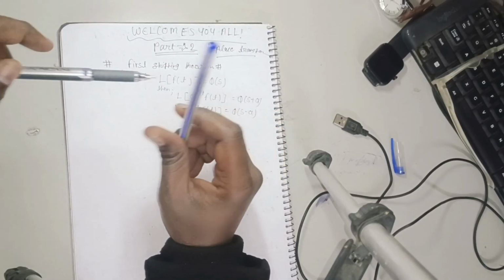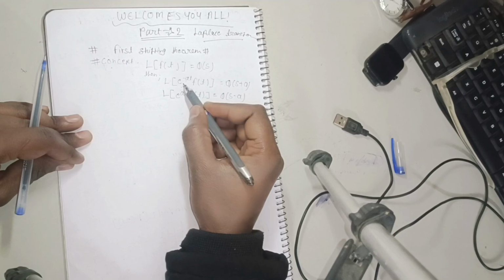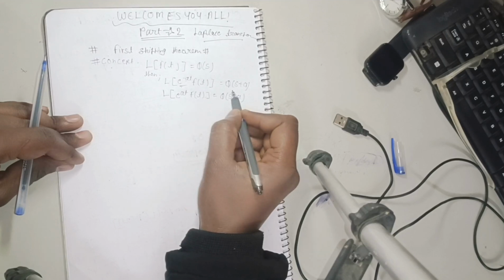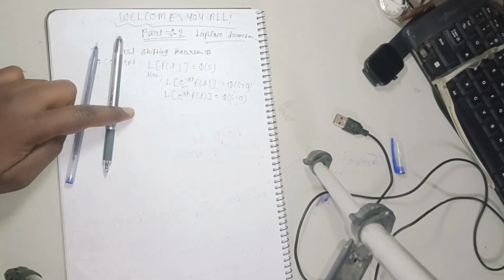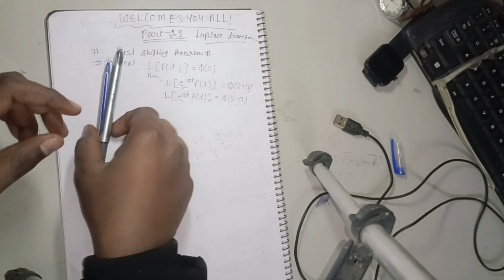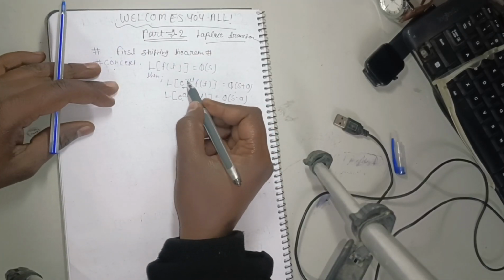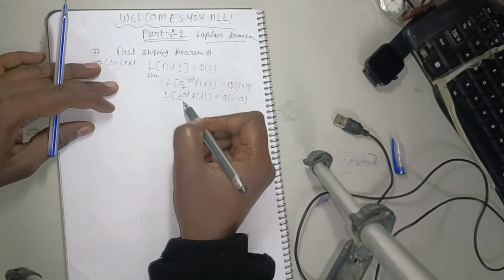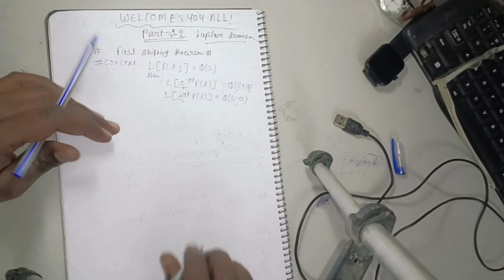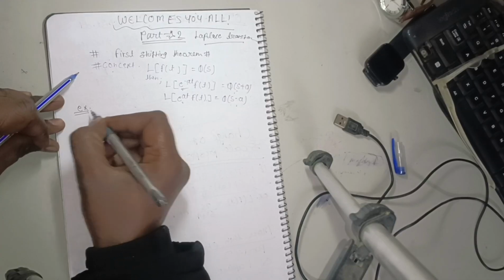There is only one thing which we need to remember. If e to the power minus at, then we put s plus a. If e to the power only at, then we put s minus a. Just simple. Now let's take an example. It will be much clearer through the example.